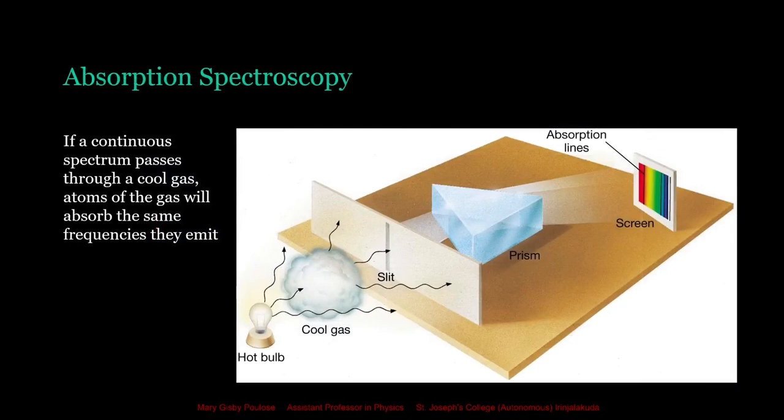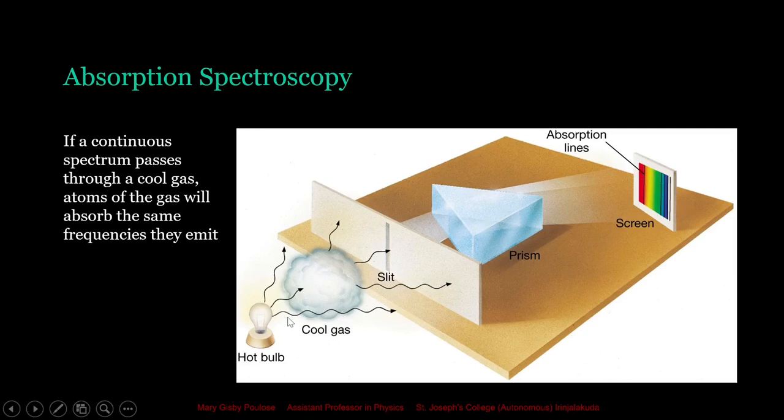Now, in absorption spectroscopy, we take a cool gas and pass light through it. So we have a source light, a hot bulb here, placed in front of a cool gas. This is our sample. The light is passed through the gas, then passes through a slit into the prism, and the prism shows the component colors that are coming through it.